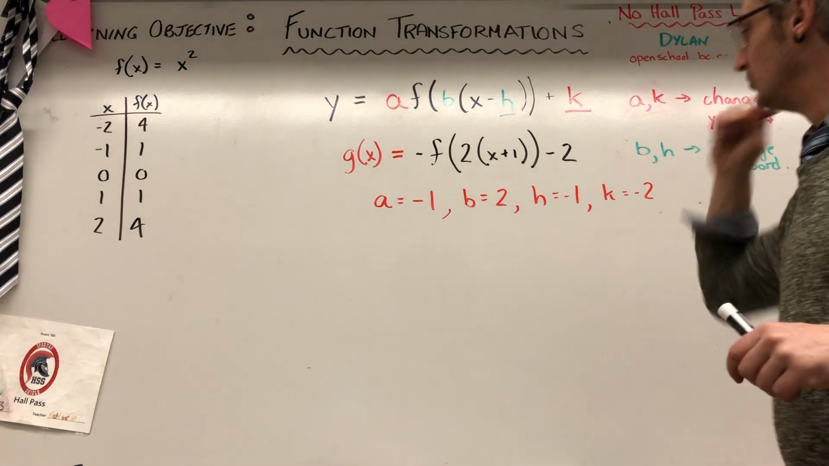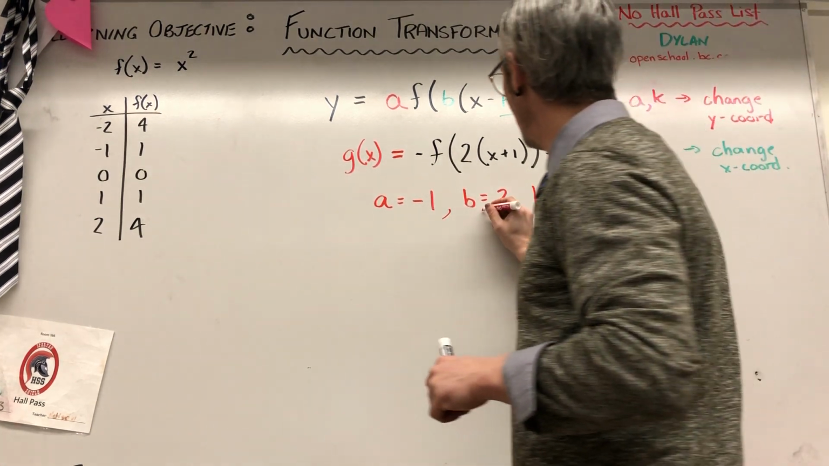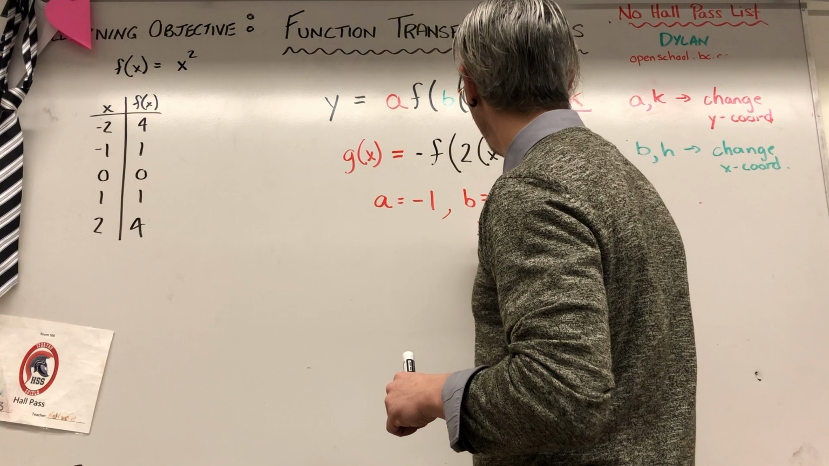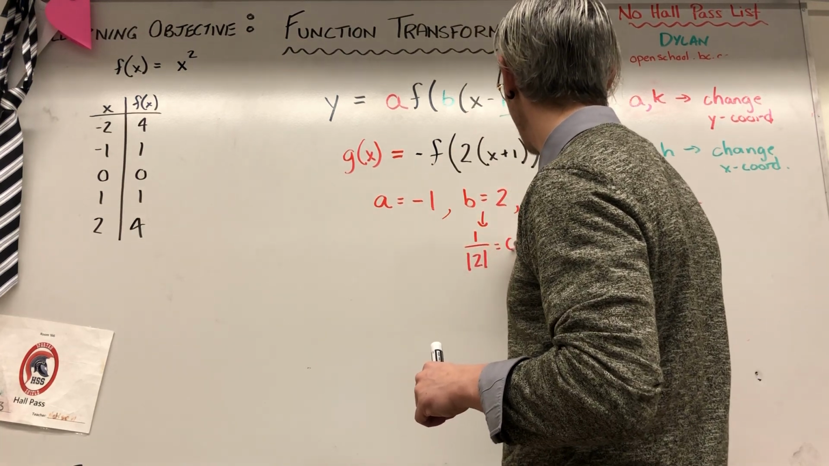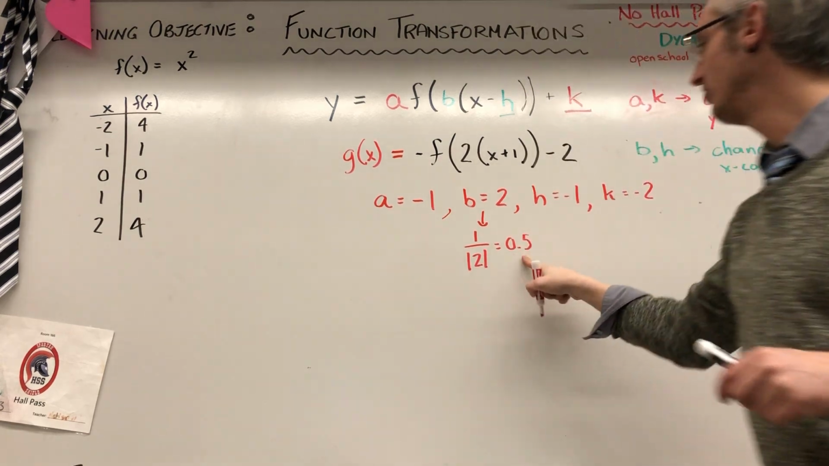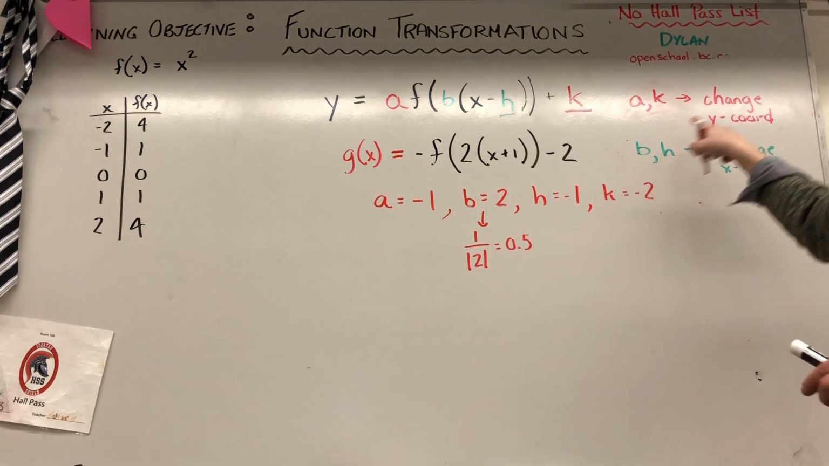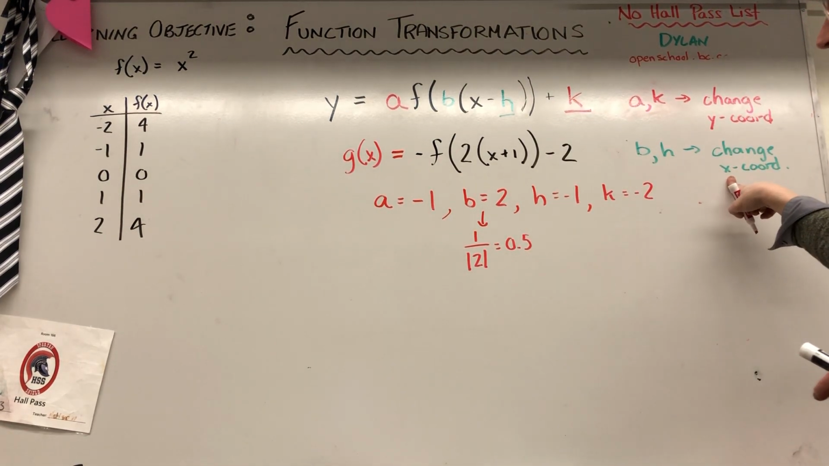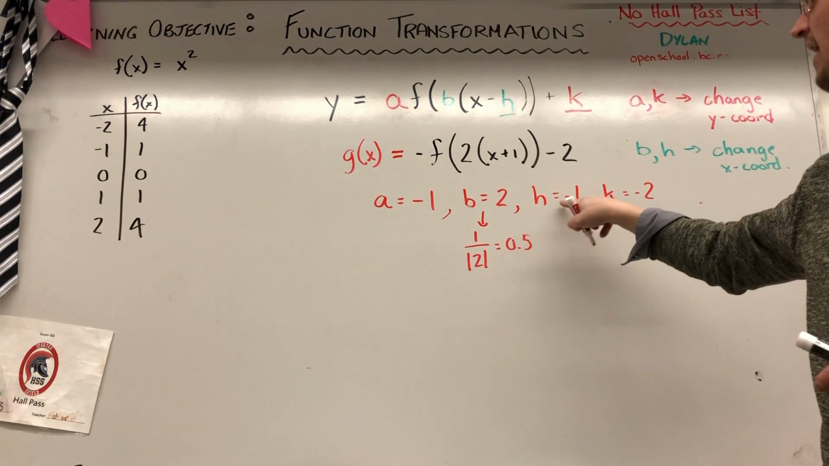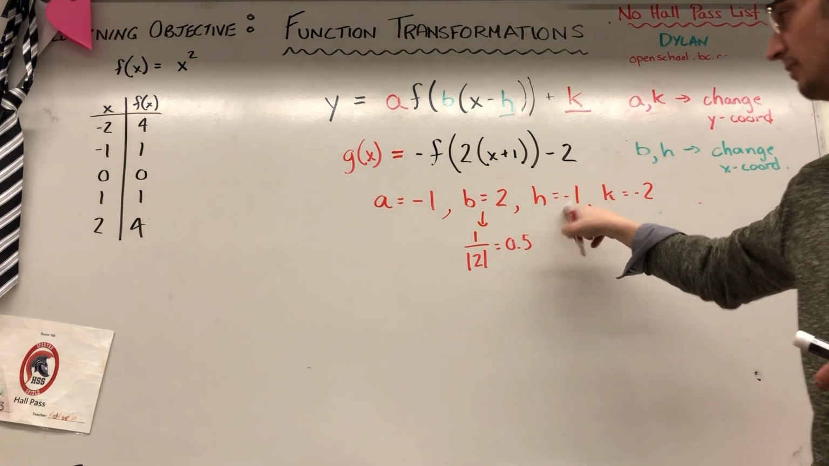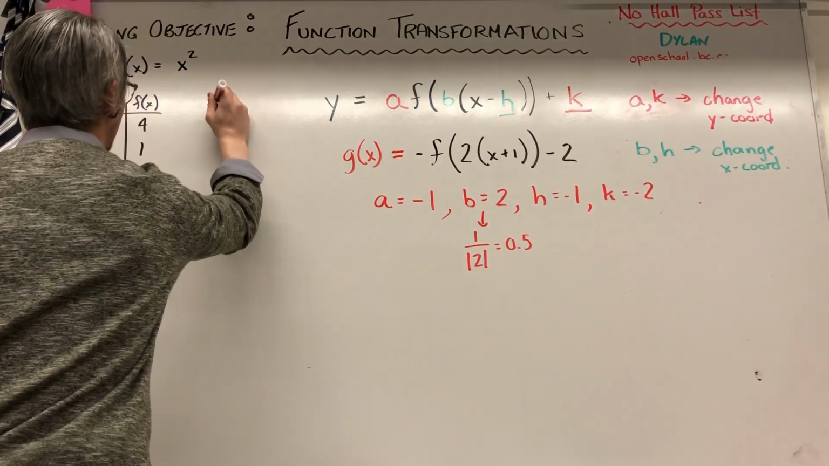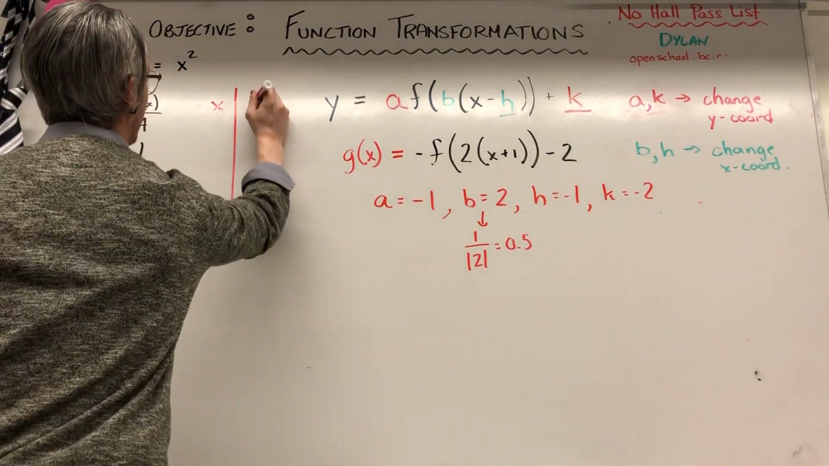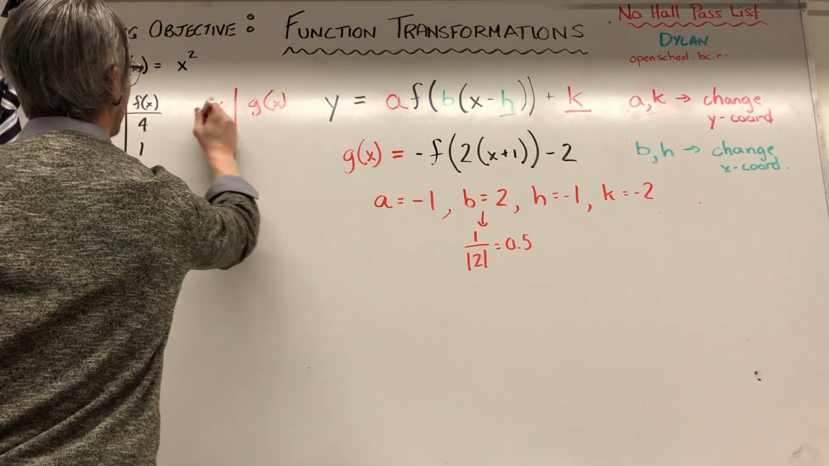So the only thing I need to really make note of here is this is going to require a compression by a factor of 1 over the absolute value of 2, or 0.5. So I'm actually going to multiply all of my x coordinates by 0.5, and then I'm going to subtract 1. Then I'm going to move it left by 1. So let's make our new table of values. I've got my x's and my g of x's.